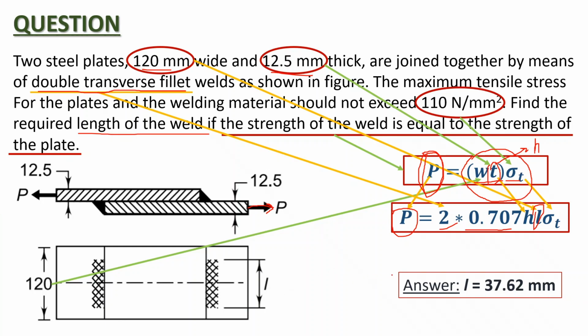Try to solve this problem at your end, and in case you have any problem, you can always contact me. And please don't confuse this arrow. This length is not equal to 120 mm. 120 mm is the length of the plate. Again, this value is not at all required in this question. This is the length of the weld which you have to find out, which is equal to 37.62 mm.